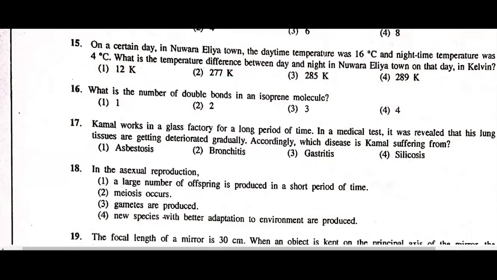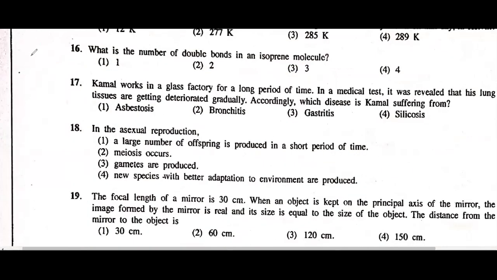What is the number of double bonds in isoprene? We haven't done this lesson, but please raise your hand those who have done this. This is from unit 14, grade 11. We haven't done this lesson yet, but anyway, some of you have done it, no? Okay, I'll tell the answer.